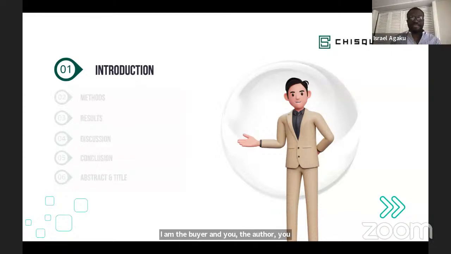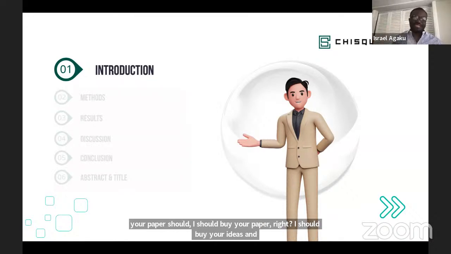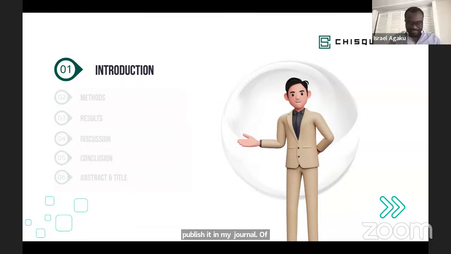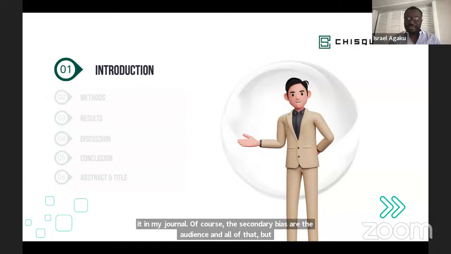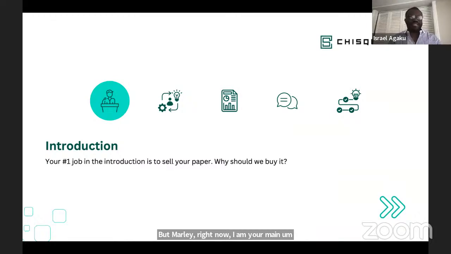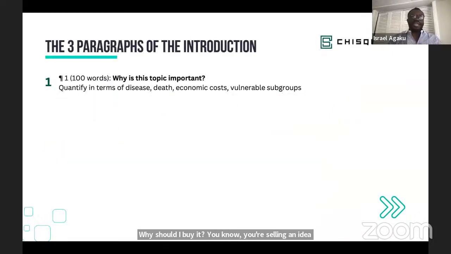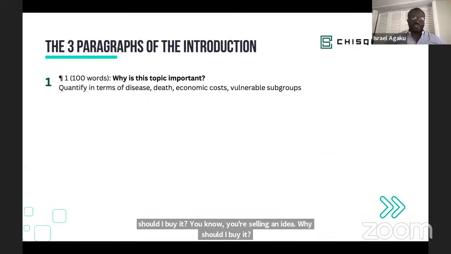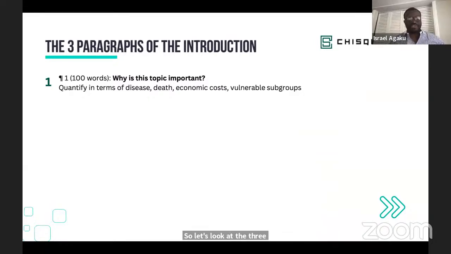Your job is to convince me that I should buy your paper, right? I should buy your ideas and publish it in my journal. Of course, the secondary buyers are the audience and all of that, but primarily right now, I am your main buyer. So why should I buy it? You're selling an idea, why should I buy it? So let's look at the 3 paragraphs of introduction and how you can structure them.